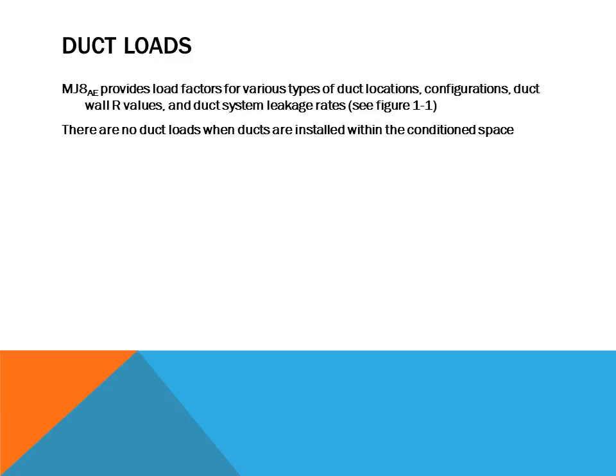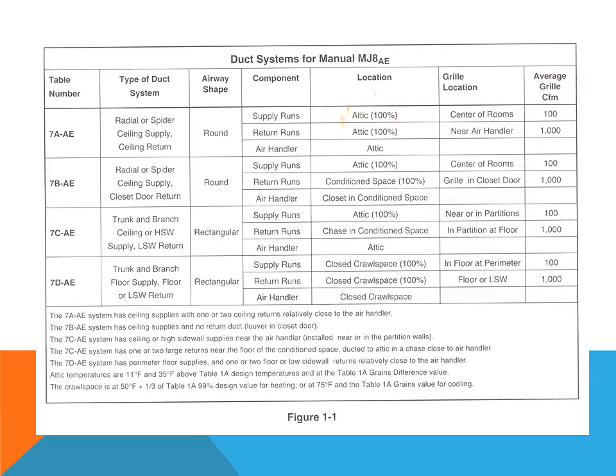Duct loads are used to determine the amount of energy that is either absorbed into the duct systems from outside sources, and because of that we need to consider those losses or gains based on the conditioned spaces. So in the Manual J, we look at this figure and this table, and we see how we can look at different types of ductwork and where it's located, and some of the things that we need to consider as we go through. And like I said, this is found in the Manual J manual.